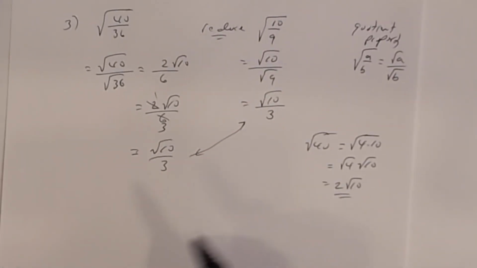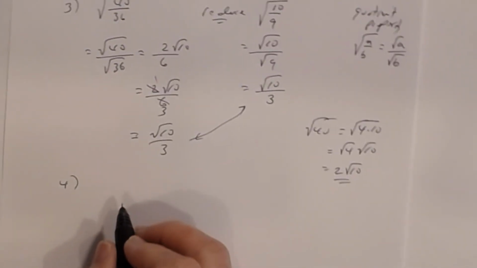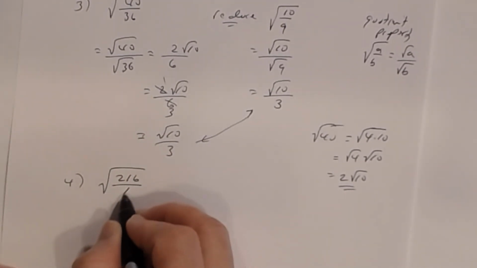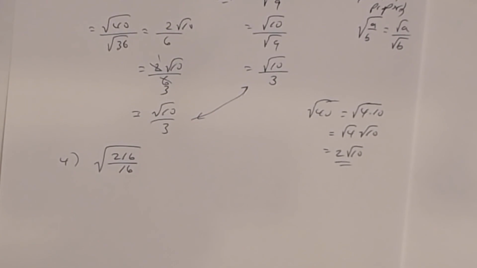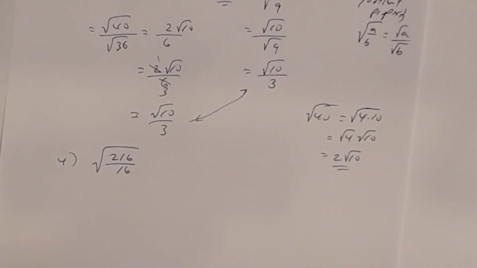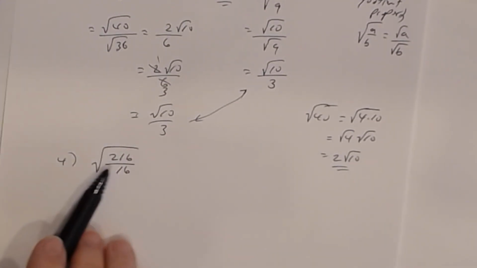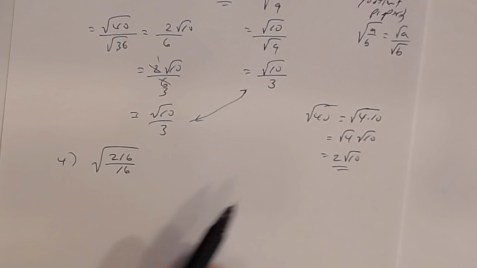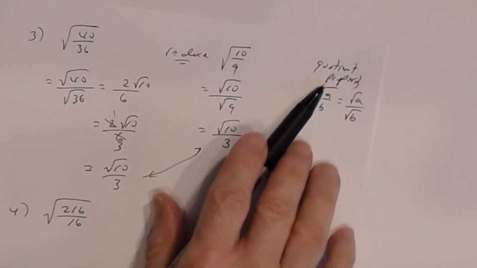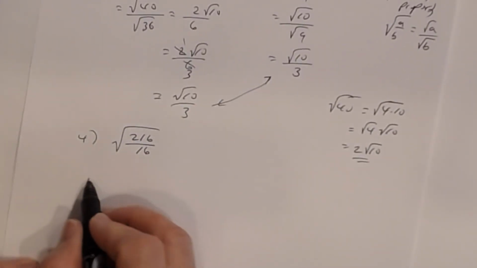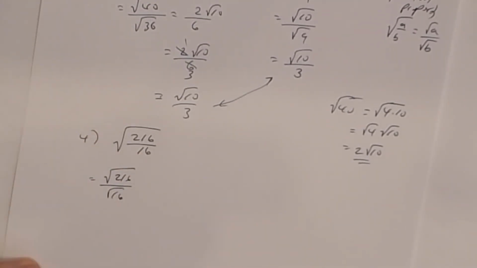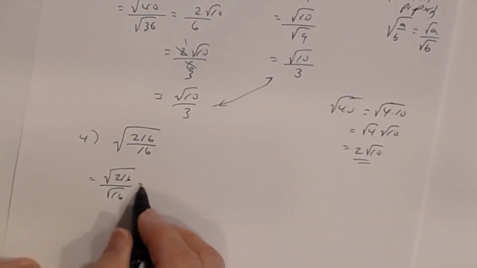All right, so that was number 3. Now let's look at number 4. Number 4, we have the square root of 216 divided by 16. Okay, so let's kind of use that same idea. We notice that this denominator 16 is a perfect square. So let's go directly and use this quotient property. So I can rewrite this as the square root of 216 divided by the square root of 16. And the square root of 16 is 4.